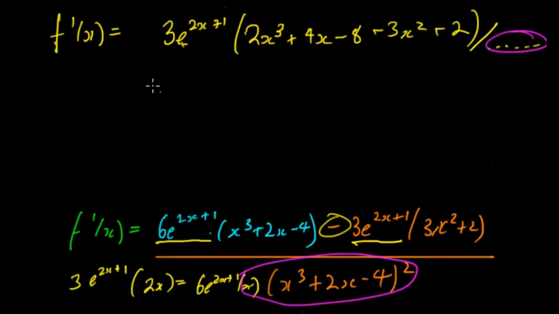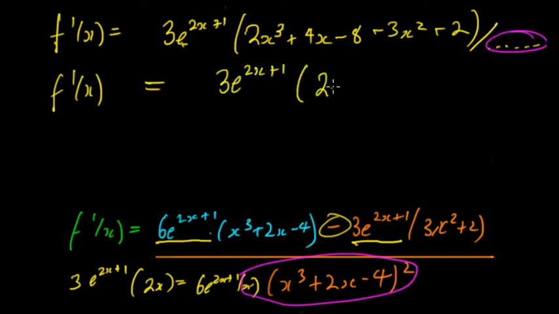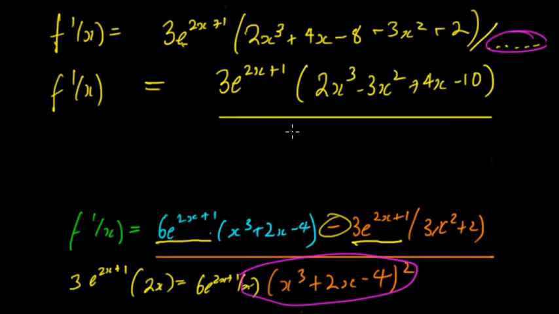Then you can simplify this up here, and we get that f dash x, or dy dx, is equal to 3e to the 2x plus 1 brackets 2x cubed minus 3x squared plus 4x minus 10, and this is all divided by x cubed plus 2x minus 4 squared.